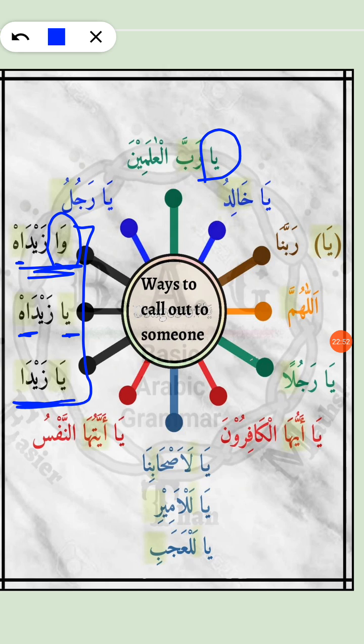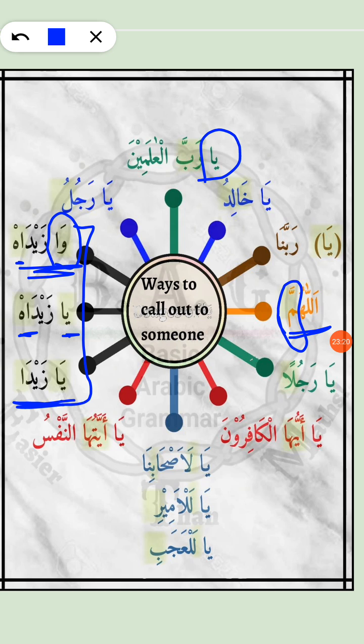Next, the third one was this Allahumma. This is actually the ma attached only with Allah subhanahu wa ta'ala, the word Allah. You cannot attach it with anything else to call out to him. All right, now about ya.